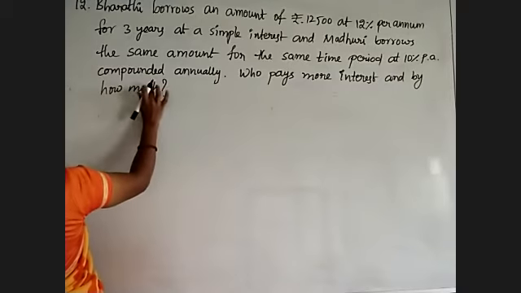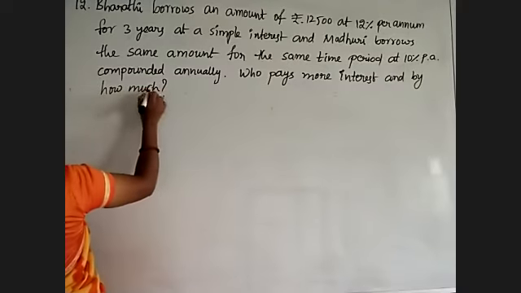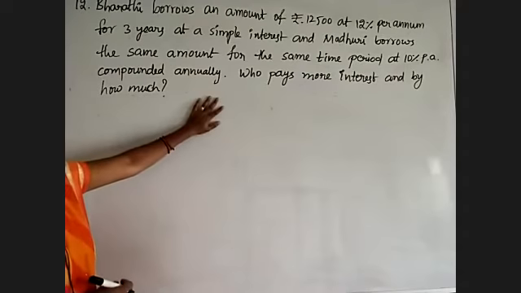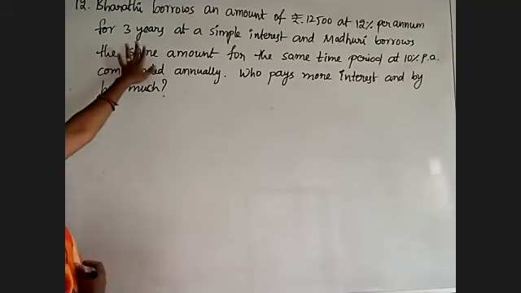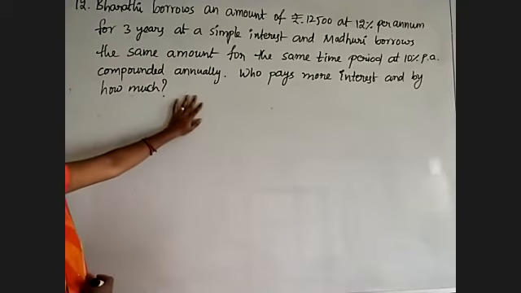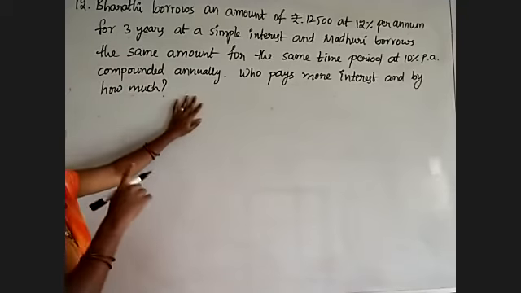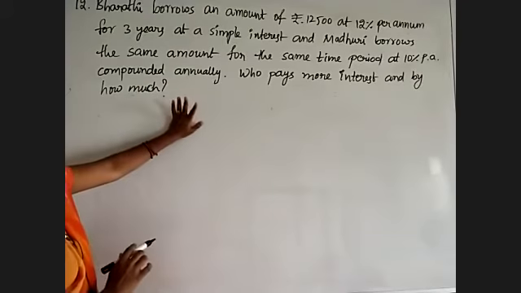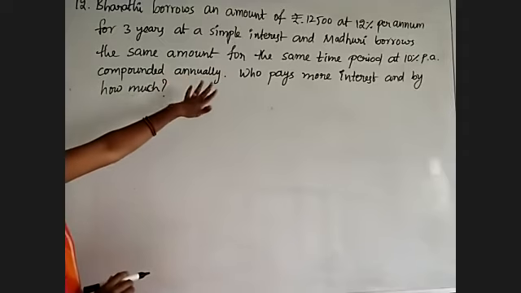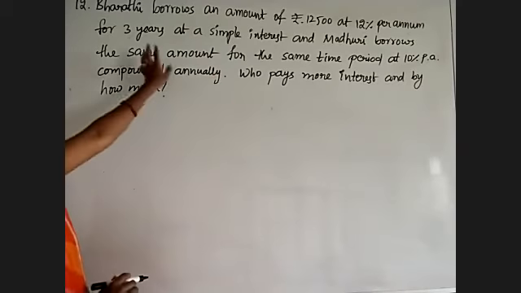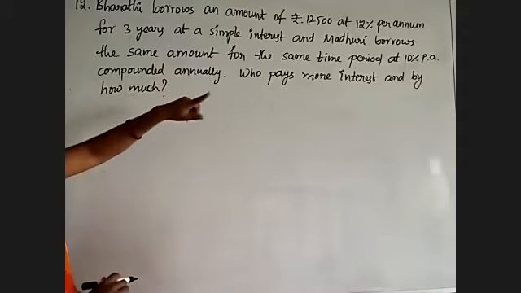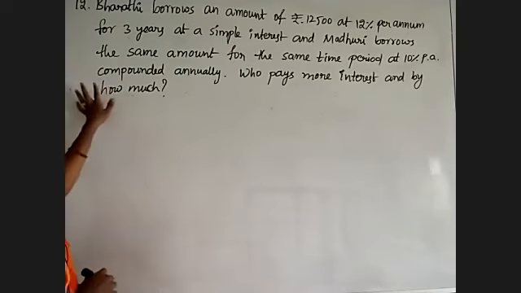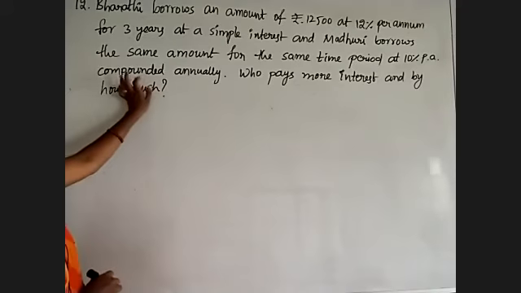Okay, observe the question. The question is very lengthy and the answer is also very lengthy. Bharati borrows ₹12,500 at 12% per annum for 3 years at simple interest. So for the first person, Bharati, we need to calculate simple interest from the given values. After that, Madhuri borrows the same amount. The principal doesn't change, and the time period also does not change, that is 3 years only. At 10% per annum, the rate of interest has changed. It is compounded annually, so it is compound interest.